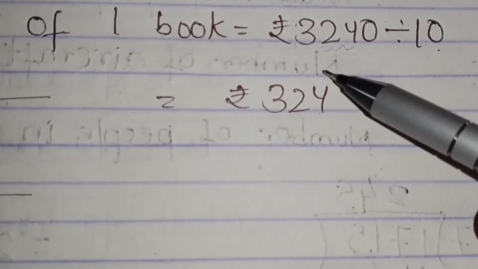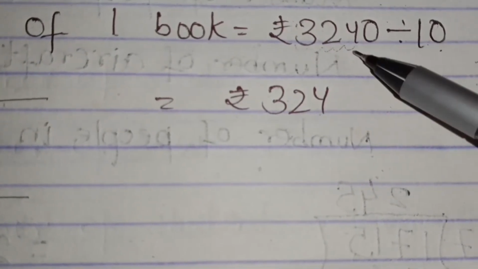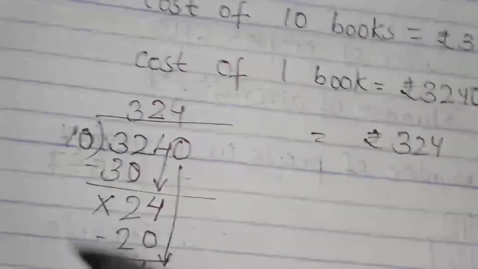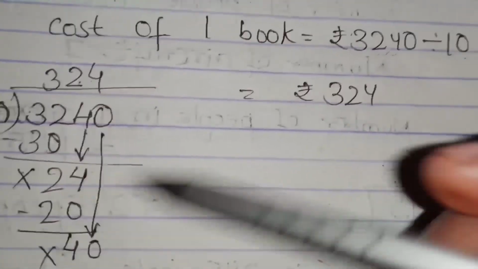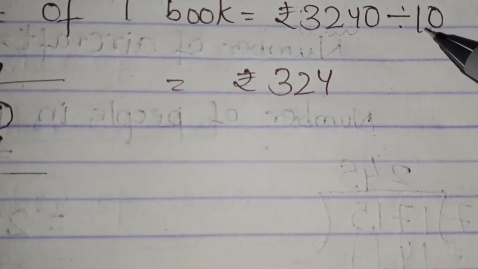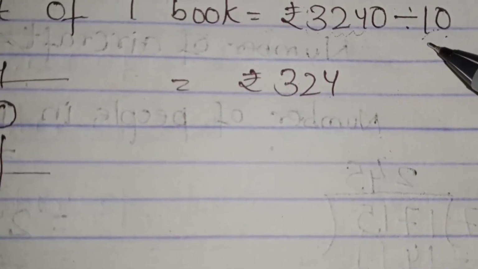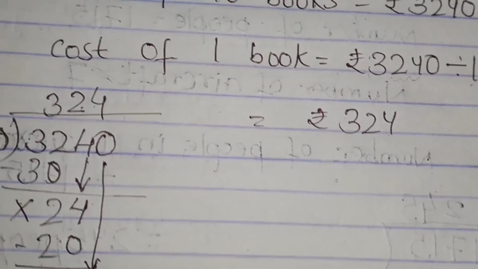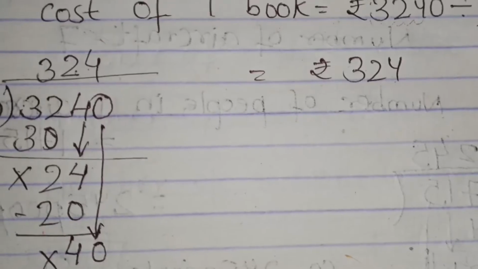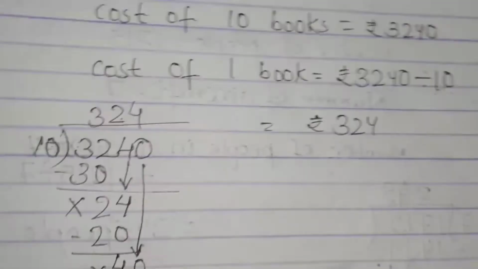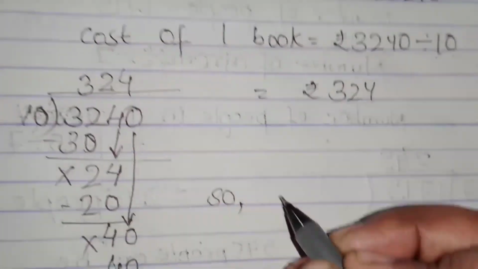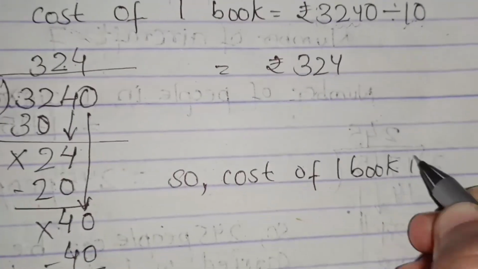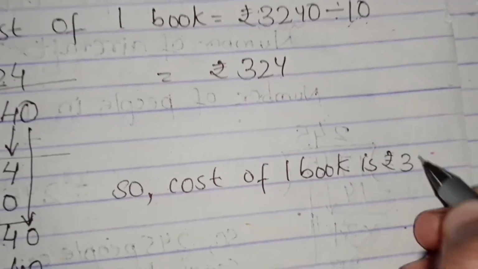You can see now 324 here. If I cut the 0, what is left? 324 is left. So I have done it by long division to show you, or you can do it by the short one also, in case it is divided by 10, 100, 1000 and so on. So we have got the answer. The cost of one book is how much? It is 324 rupees. So we can write here, the cost of one book is, we'll put the symbol of rupees, 324.